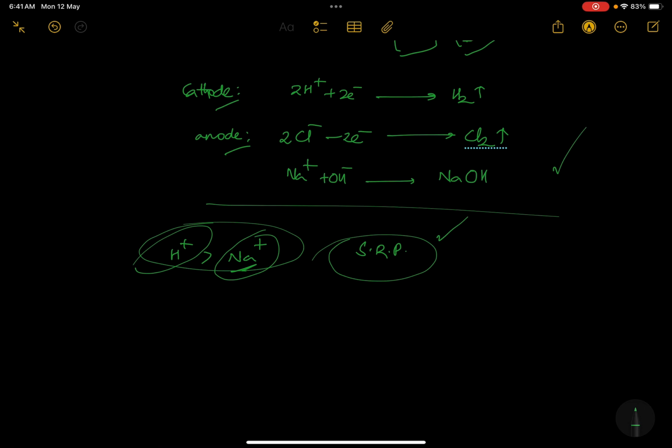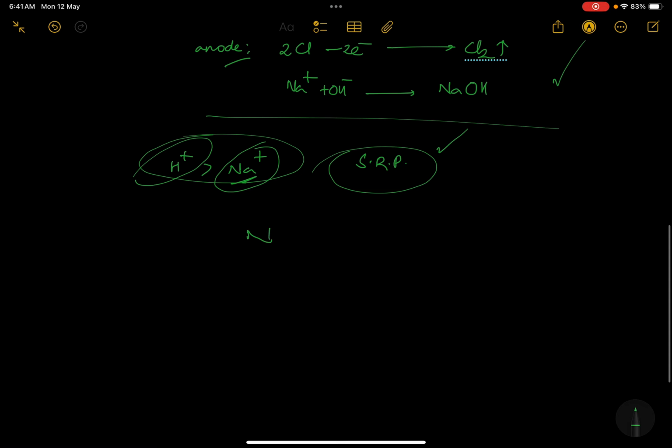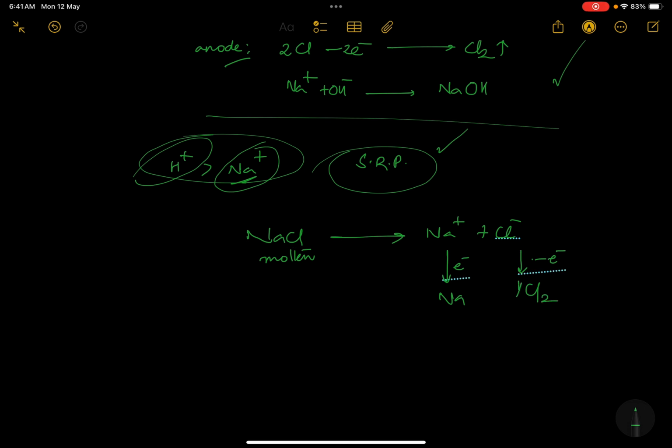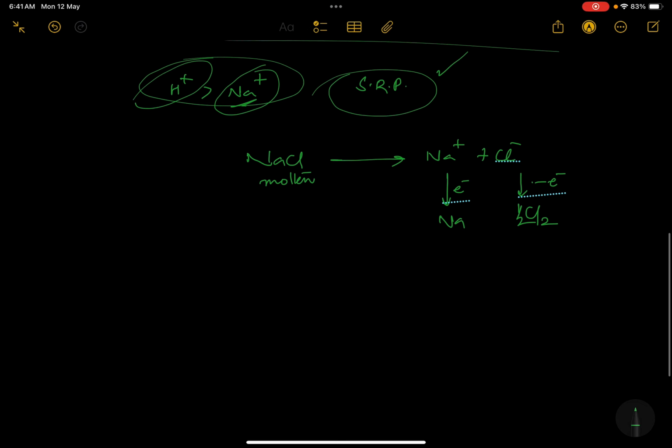So that was the first example. Second example, if you take sodium chloride that is molten, then you will be getting Na+ and Cl-. No water is there, not an aqueous solution. So mandatorily Na+ goes to the cathode, becoming sodium, and Cl- goes to the anode, losing electrons and becoming Cl2. If you are taking two chlorides, you can write Cl2, or for one chloride you can write half Cl2. So this is at the cathode, this is at the anode.